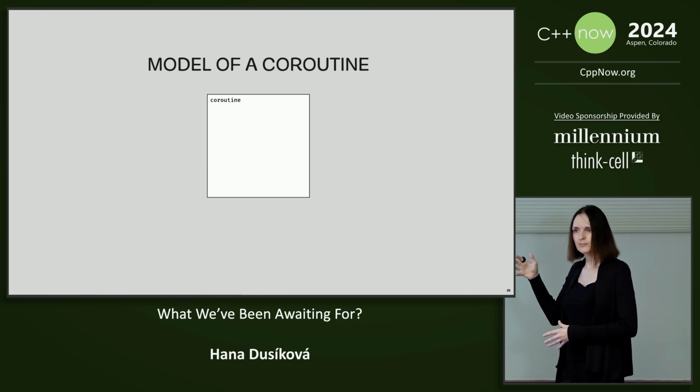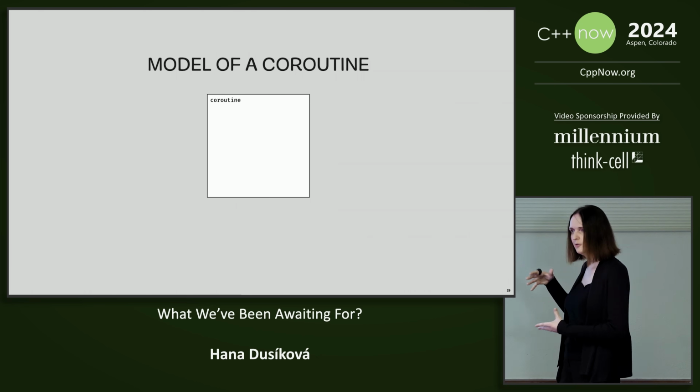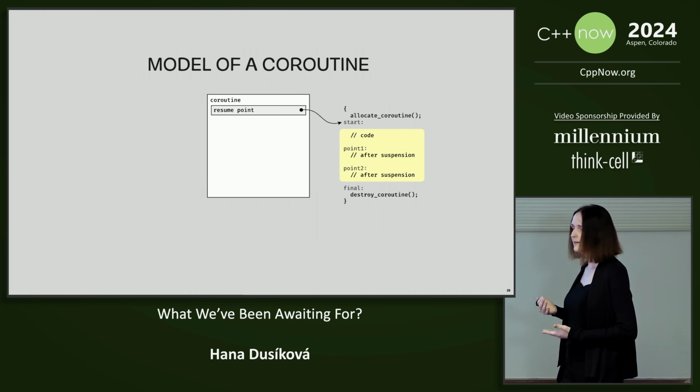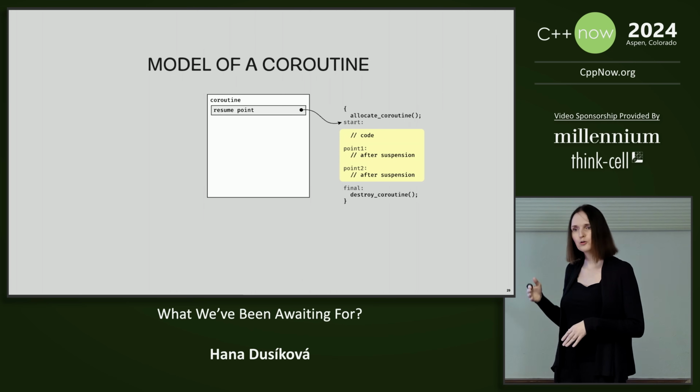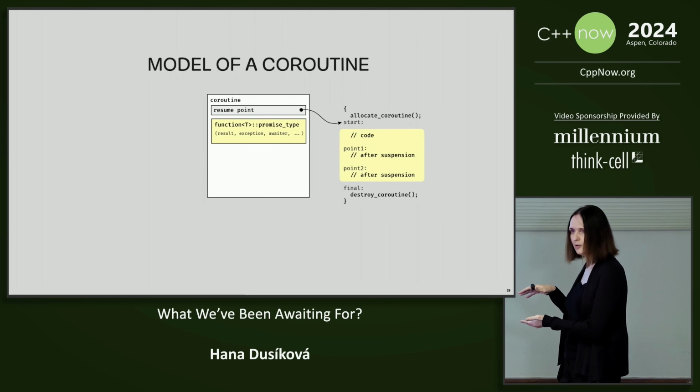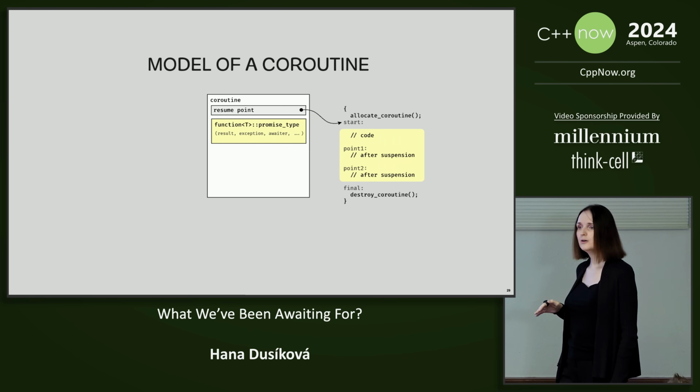So the model of a coroutine, how it looks like. It's a coroutine, and you probably allocate something. Inside there is a resume point, like a pointer to the code where you are going to resume. There is also a promise type, the instance of the object from the coroutine traits you got, which contains everything you need to make your coroutine work: result, exception, or awaiter on this coroutine itself.